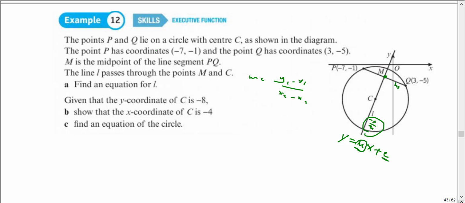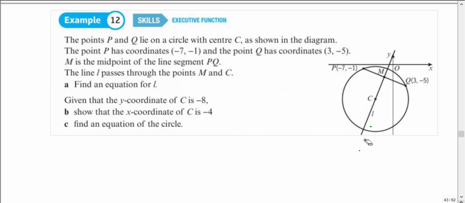You see the example here, it says P and Q. This is P, this also. Here you have a point P on the circle. You have a Q. PQ is a chord. Okay, coordinates are given.